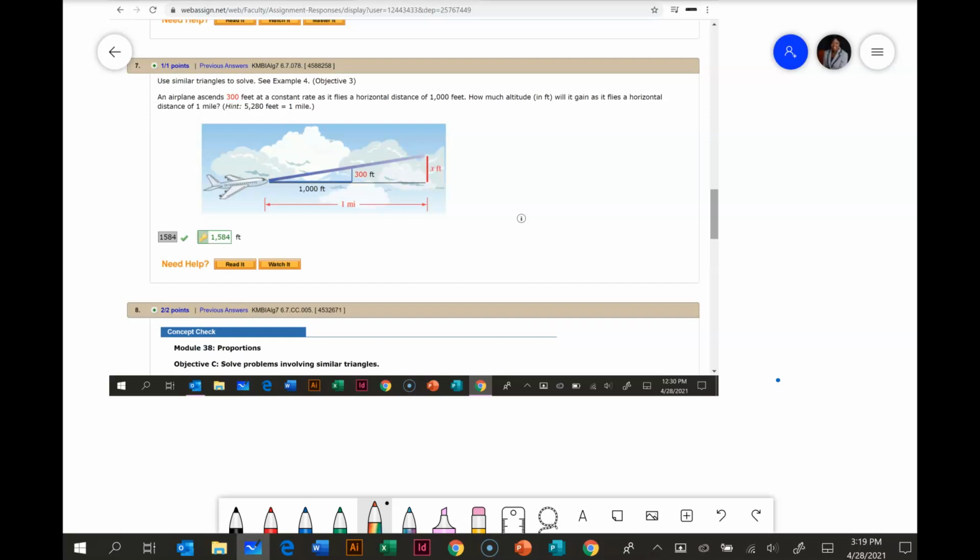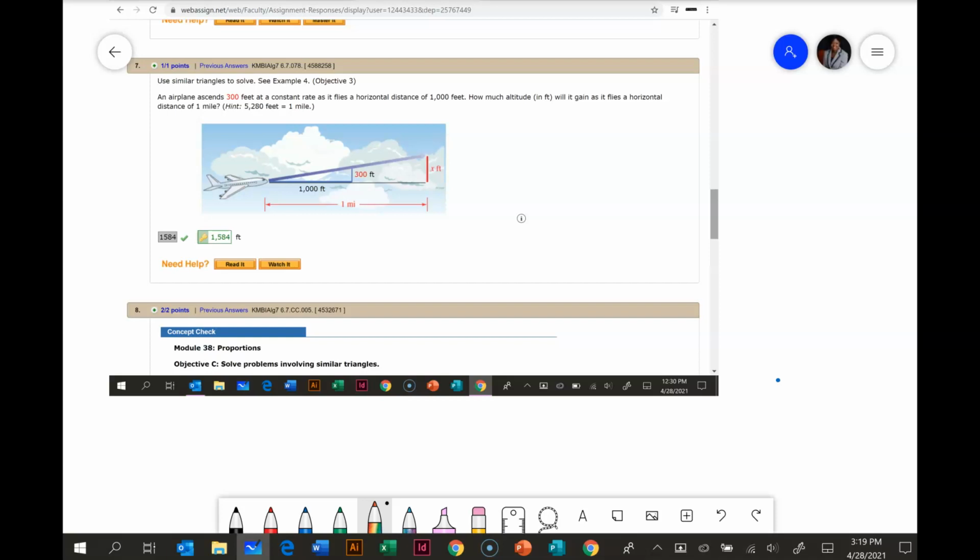An airplane ascends, and it's important that you also look up words. What does ascend mean? So look that up. Also, altitude. What does that mean? That means height, right? So if you don't know what those words mean, this question can really throw you off.